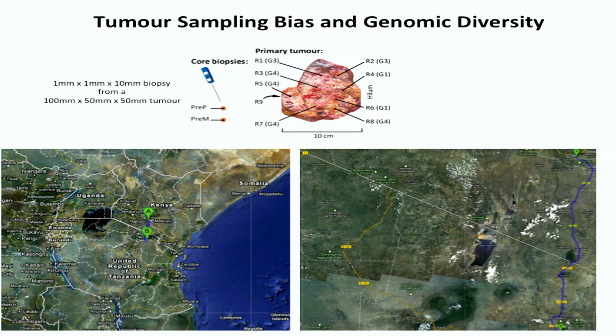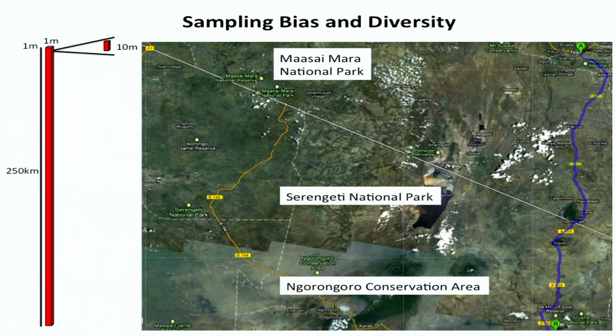So what we concluded from this is that biopsying a 10 by 5 by 5 centimetre tumour and telling a clinician we understand how this tumour behaves is a little bit like me telling you that I could map, let's say, an area of huge ecological diversity between Kenya and Tanzania, from the Masai Mara down to the Ngorongoro crater, and give you a corridor that is 250 kilometers from north to south, measuring 1 meter by 1 meter by 1 meter. And I could take 10 meters of that 250 kilometer corridor and map the ecological diversity in that corridor and tell you I know everything about that stretch of road from Masai Mara down to the Ngorongoro crater.